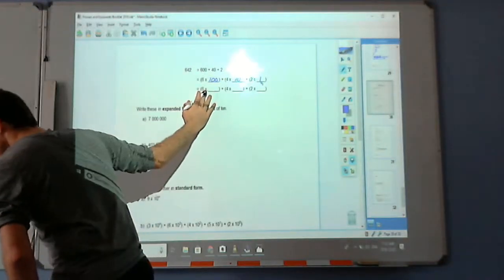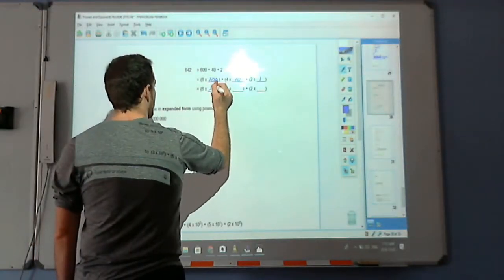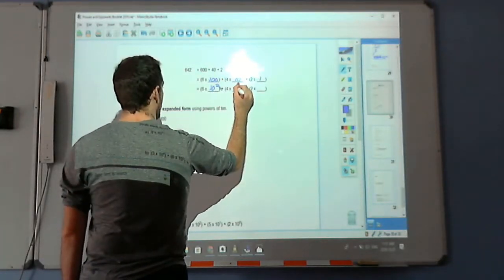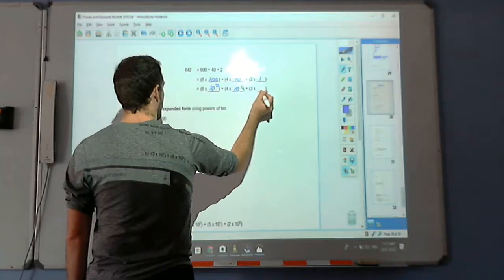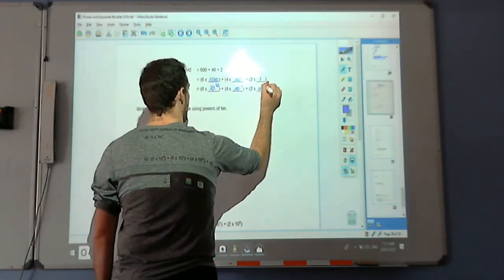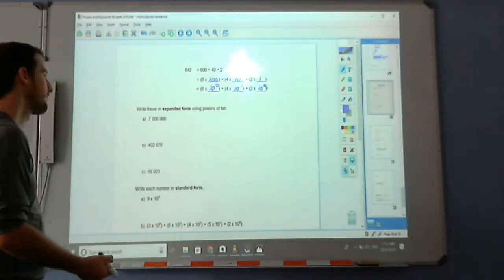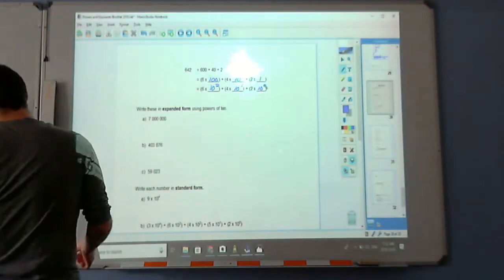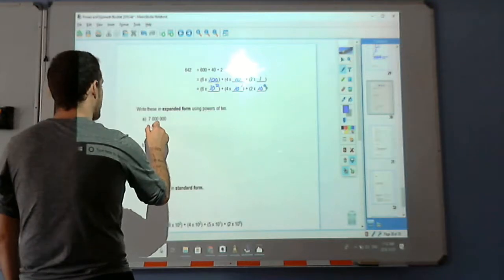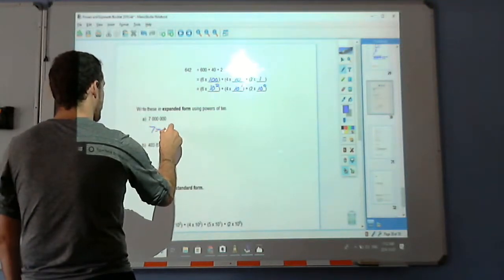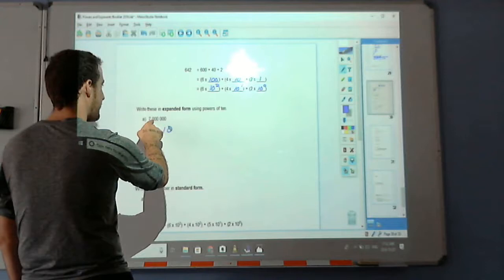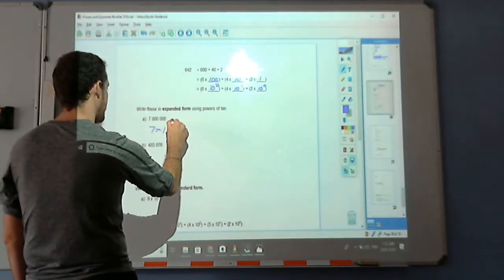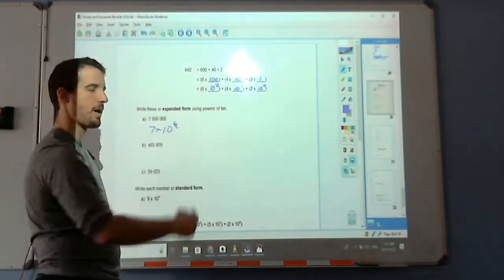The other way we can do this, if we're putting it in exponent form, is 6 times 10 to the power of 2, 4 times 10 to the power of 1, and 2 times 10 to the power of 0. Okay, so we're going to write them in powers of 10. Same idea here. So here we can go 7 times 10, right? And then how many zeros do we have? Well, 1, 2, 3, 4, 5, 6. 7 times 10 to the power of 6.